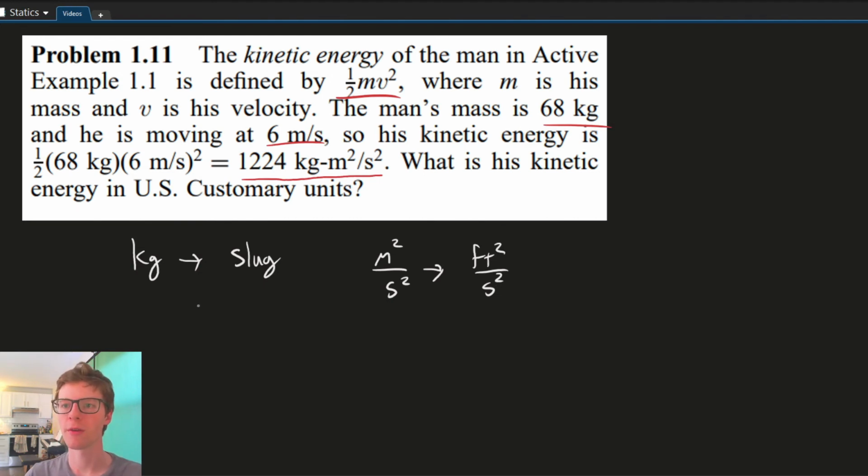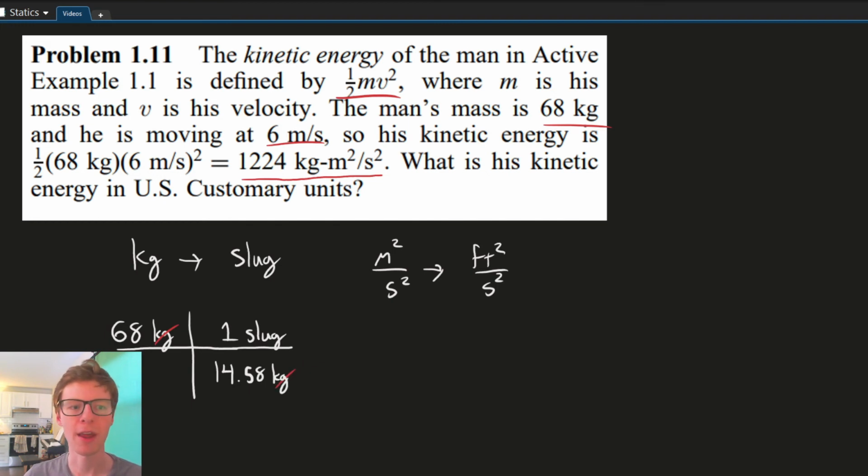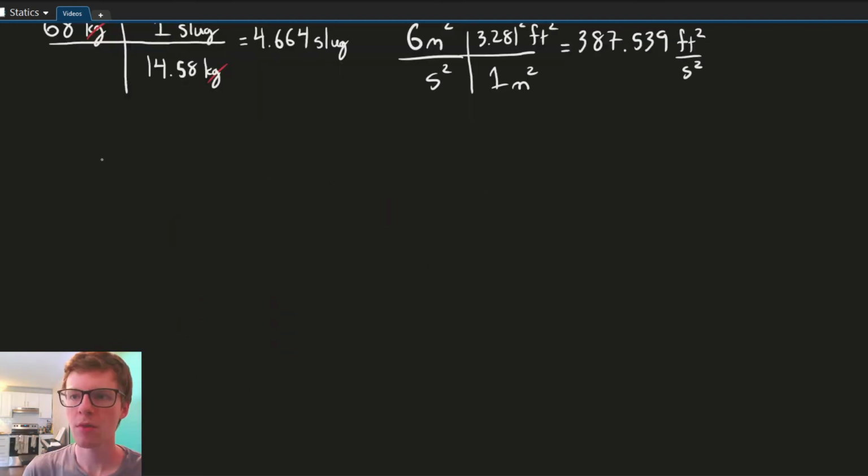So let's start with the slug. So we have 68 kilograms. Now, if we look up the conversion on Google, we get that 14.58 kilograms is equal to 1 slug. And we can use that and solve the problem. But I guarantee you the slug will confuse you unless you nail it down early on. So let's spend some time exploring what the slug is.